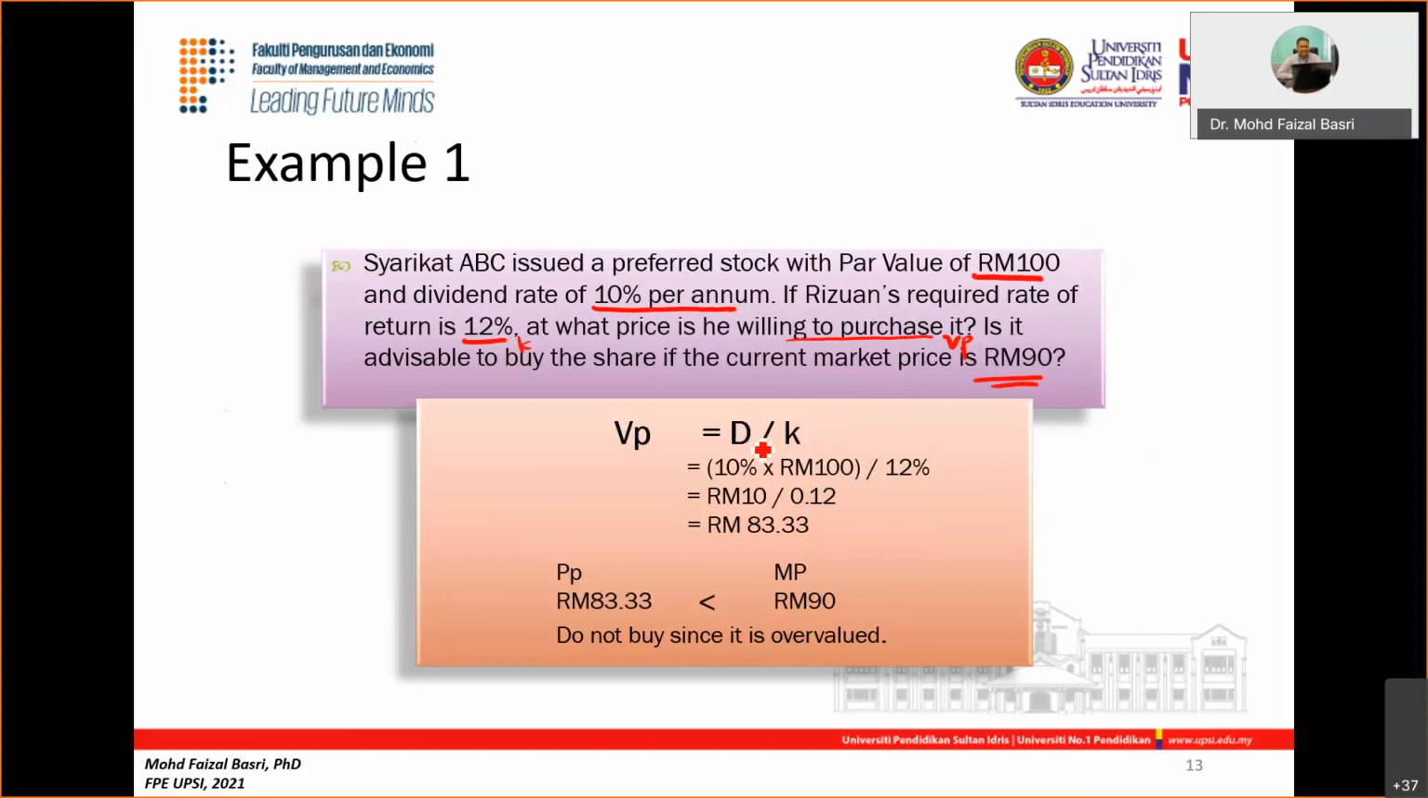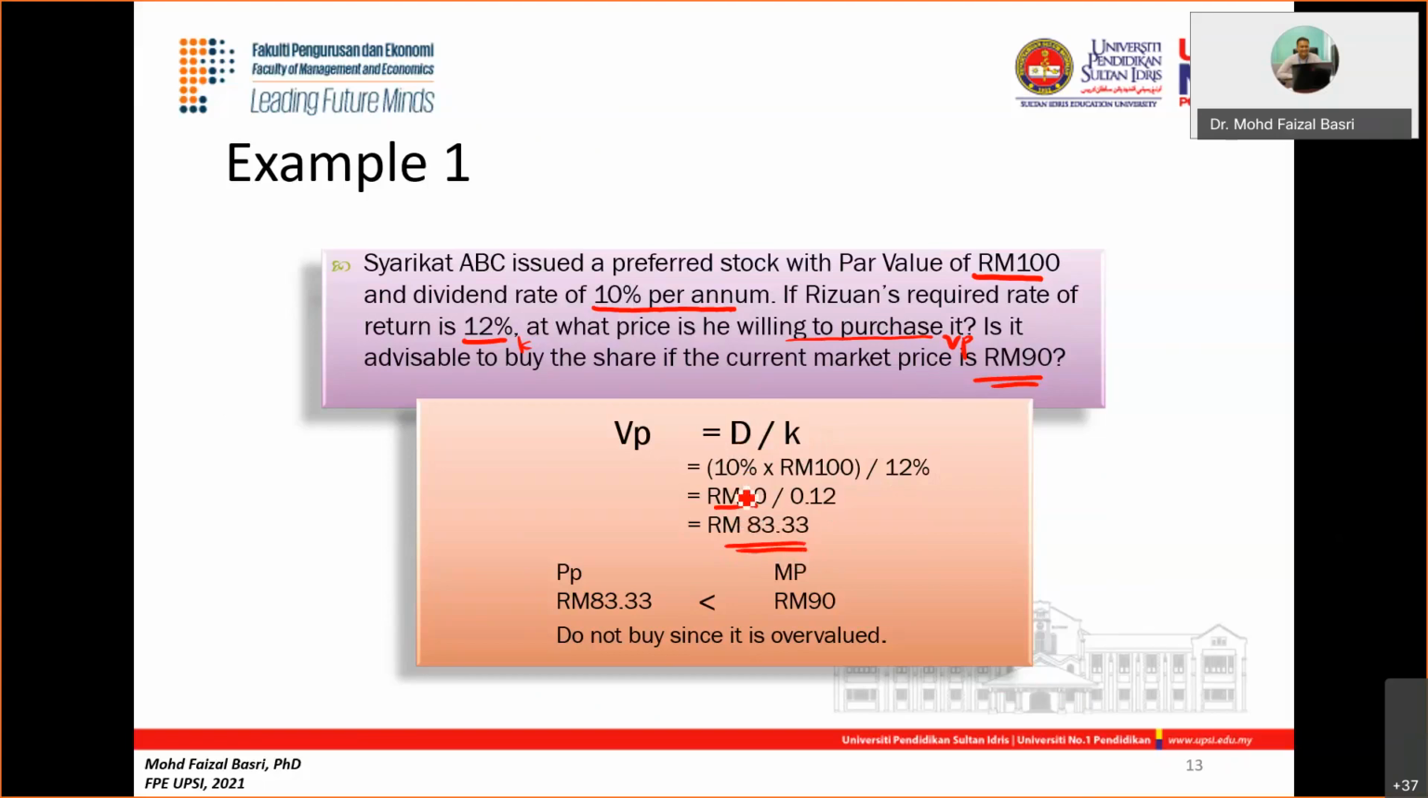So the dividend, remember, we always need in ringgit. So 10% times 100 ringgit par value is 10 ringgit. And divide by 12%, 10 ringgit divided by 12%. Here we get 83 ringgit and 33 cents. So this is the intrinsic value.